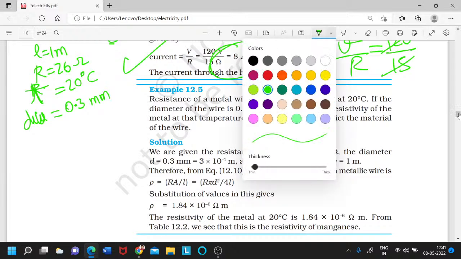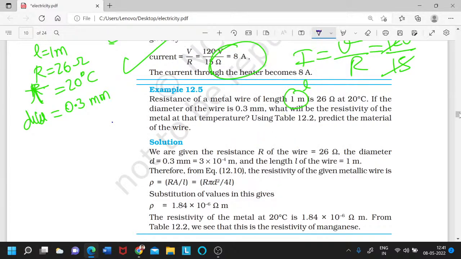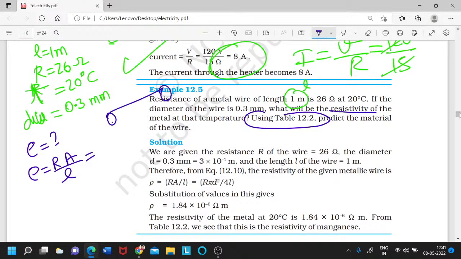Now I am going to find the answer. See here how I am going to do. They asked about the resistivity and also they asked you to refer to the tabular column. Resistivity is the question mark. I already know resistivity is the resistance times A by L. It is a cylindrical wire only. Area of cross section is pi r square. So pi r square divided by L.